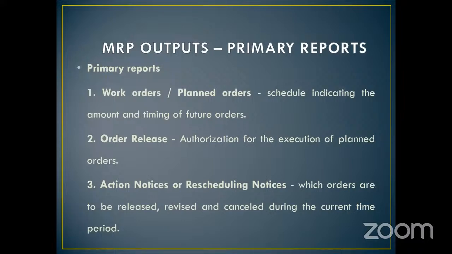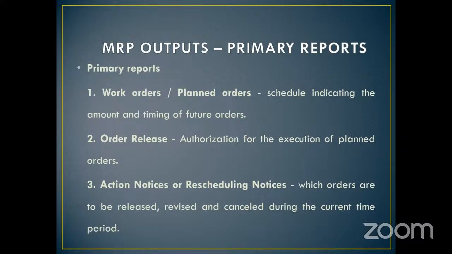Then in the output component, there are the primary reports. What are those primary reports? The primary report consists of things like a work order and a planned order schedule, including the amount and timing of future orders. Then order release, in the sense of authorization for the execution of a planned order. That means you have to place the order now so that it reaches you, and then you have to accept that particular order.